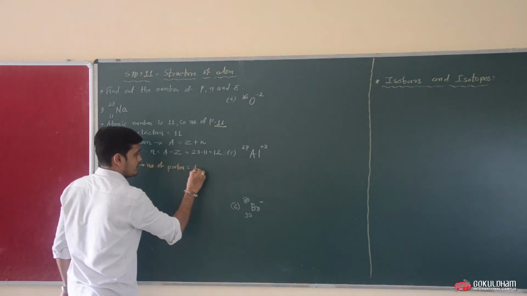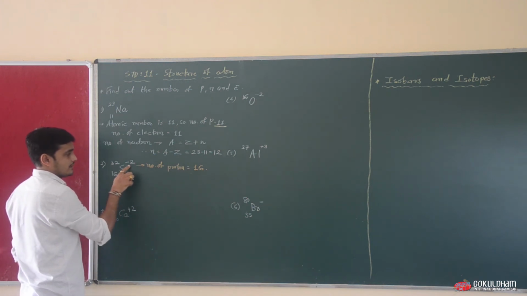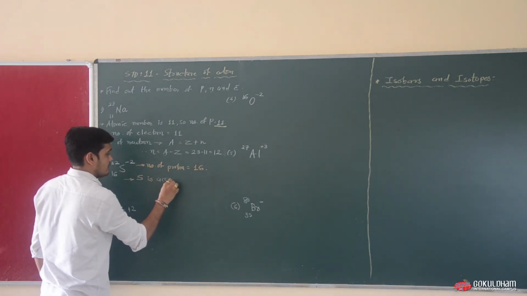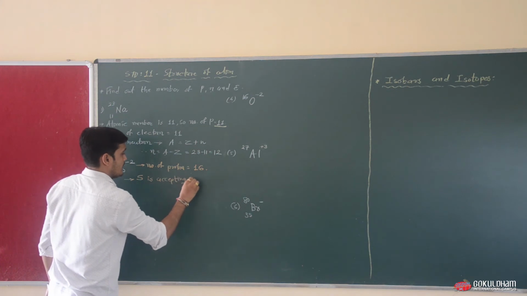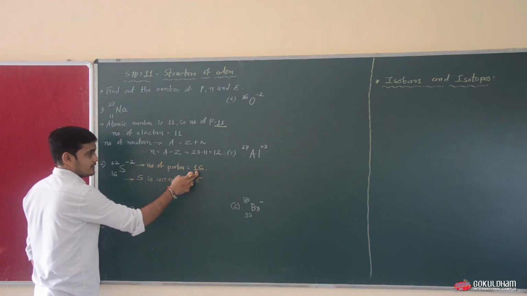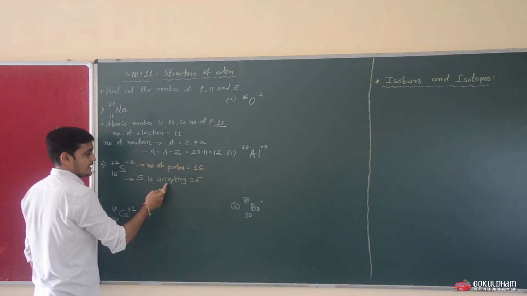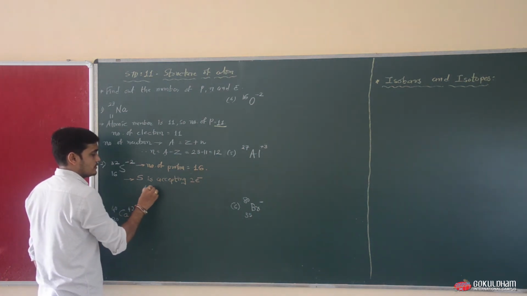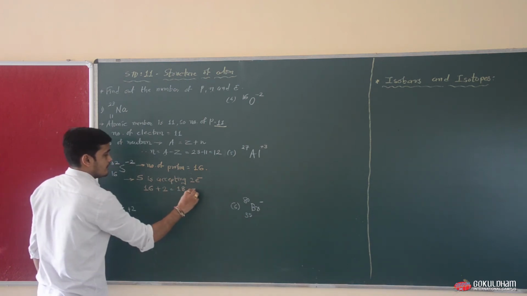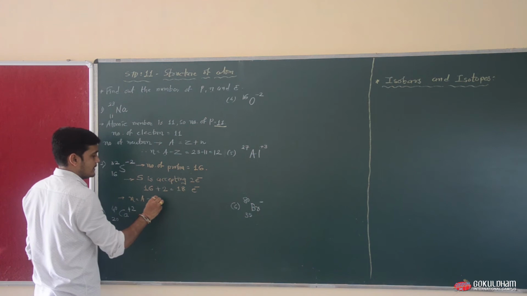So number of proton is 16. In our second point, sulfur containing -2 charge, the sulfur is accepting 2 electrons, means 16 electrons are present in comparison with protons, plus sulfur is accepting 2 more electrons, so 16 plus 2 is equal to 18 electrons. And third one is N is equal to A minus Z.